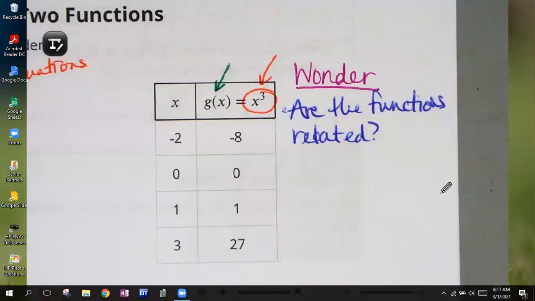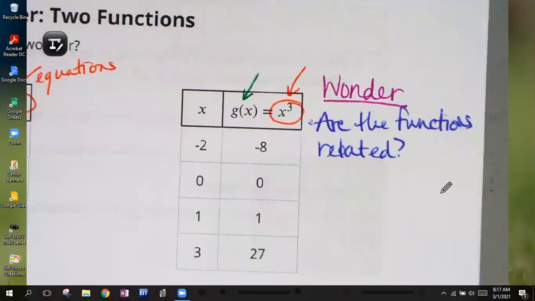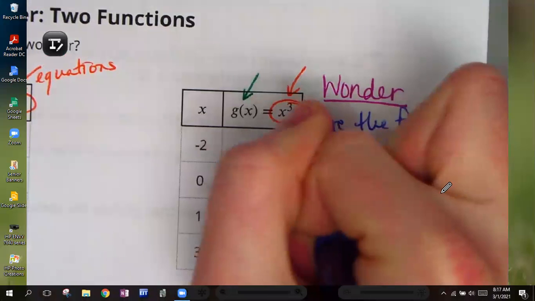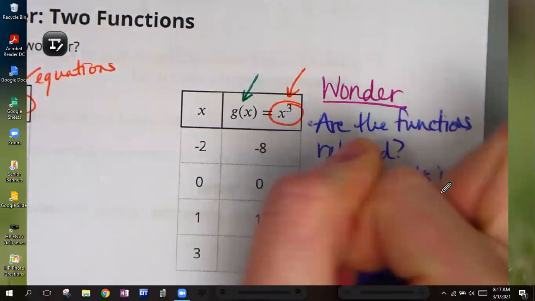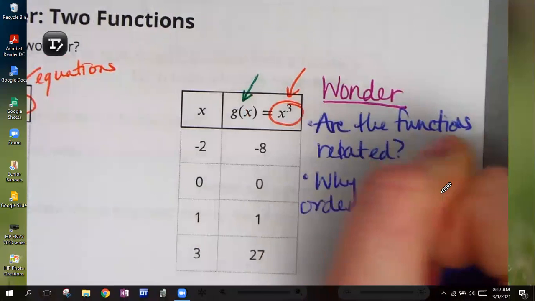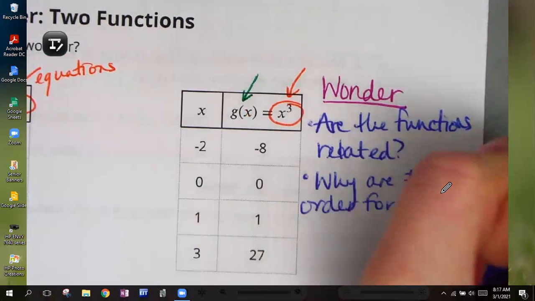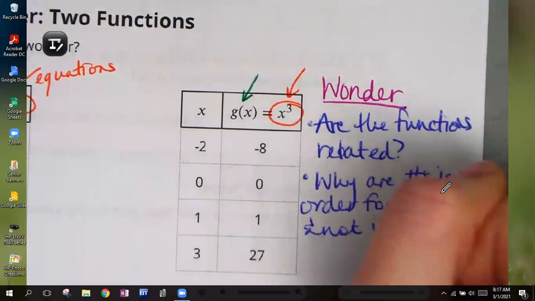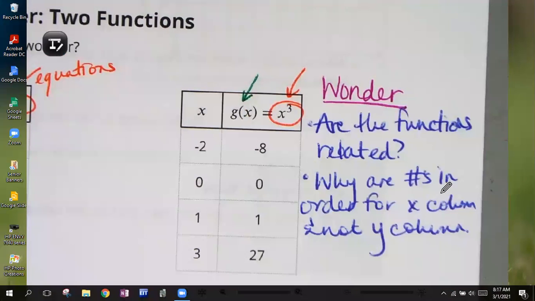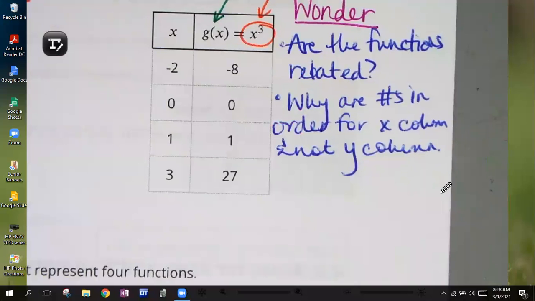Kai? The notice kind of answered mine. I said, why are the numbers in order on the right but not the left of the X? Okay, so why are numbers in order for X column and not Y column? Good, which we kind of talked about because we can choose any X value and it's just going to produce whatever output our equation gives us.